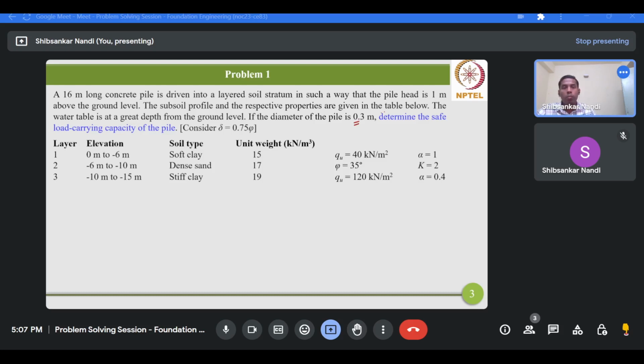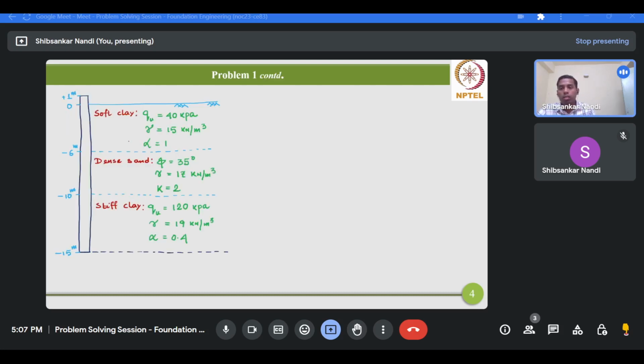Please keep in mind that this whole length is not embedded into the ground. The pile head is 1 meter above the ground level. So the penetration depth is only 16 minus 1, that is 15 meter. For the calculation of load carrying capacity of the pile, we'll have to consider this length, that is not the whole length of the pile, only 16 minus 1, that is 15 meter of the pile length.